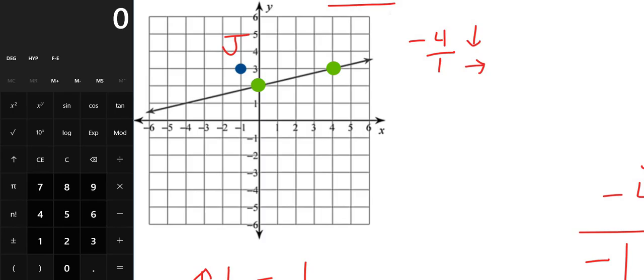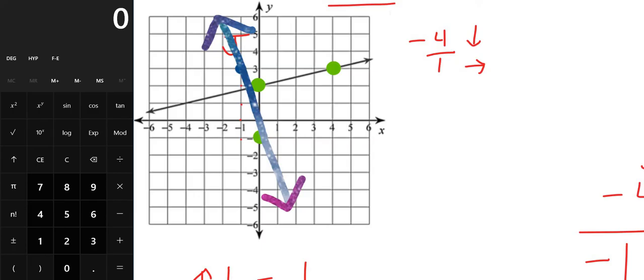So if I go to J and I go down 1, 2, 3, 4, and then I run to the right 1, I'm going to end up right here. And that is going to be our y-intercept if I connect J to that negative 1 point I just plotted. So that's what our line should look like.